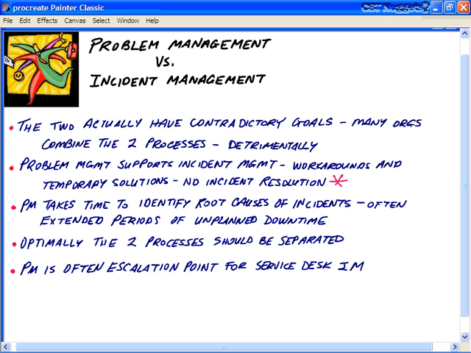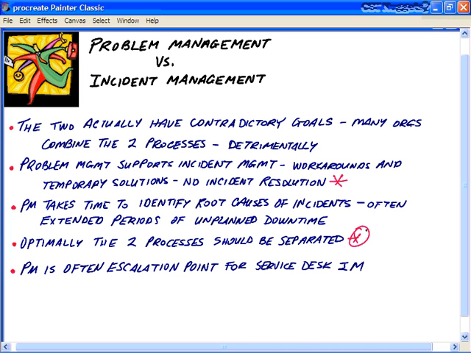Problem management is going to take time, often a long time, to identify root causes of incidents, even if it means bringing in vendors, suppliers, manufacturers, consultants. This could be an extended period of unplanned downtime. From an incident management standpoint, you never want extended periods of unplanned downtime when dealing with users and customers through the service desk for incidents. It's very important to understand this. So optimally, we want to separate these two processes in the IT service area.